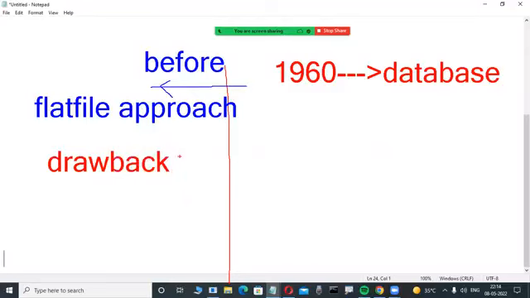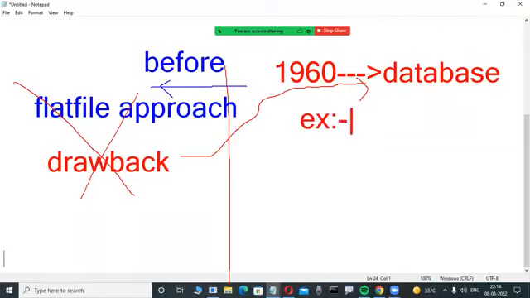From those drawbacks only, they introduced a special type of software in the 1960s: database software. By installing those database softwares, all these problems are overcome and we can store our data very easily. But from 1960 to 1970, what type of database software was available? Nowadays we have Oracle and SQL Server, but in the olden days, around 1960, IMS was a database software, the Information Management System.